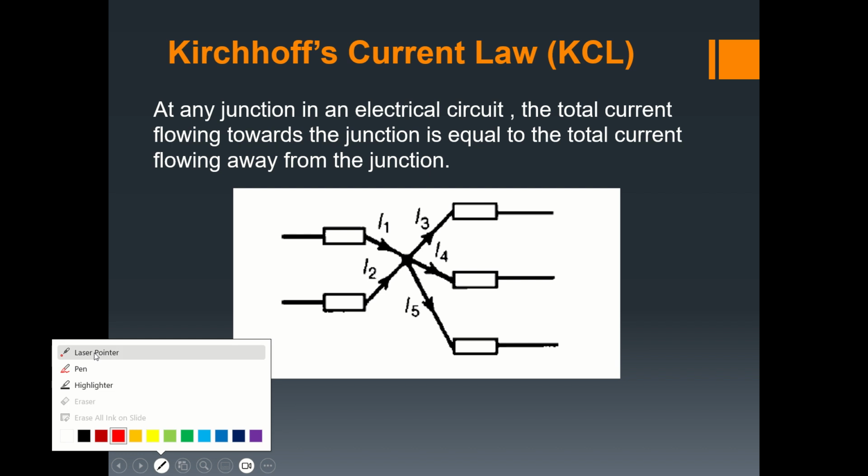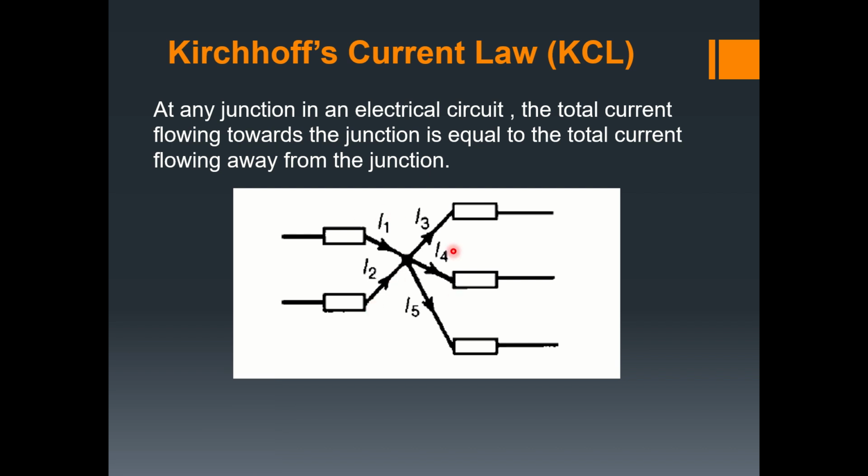So if you look at this circuit, this is a sub circuit. This circuit, you see, there's a node which we normally refer to as junction in electrical circuit. And at this junction, you can see that the current I1 and the current I2 are both flowing towards the junction, towards the node. While currents I3, I4, and I5 are flowing away from the junction.